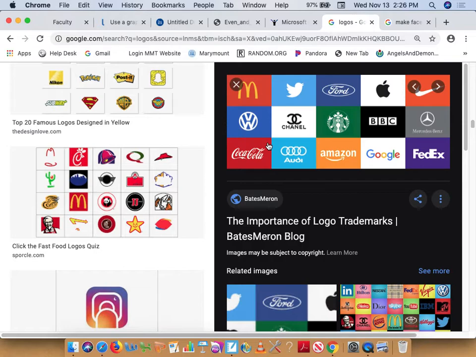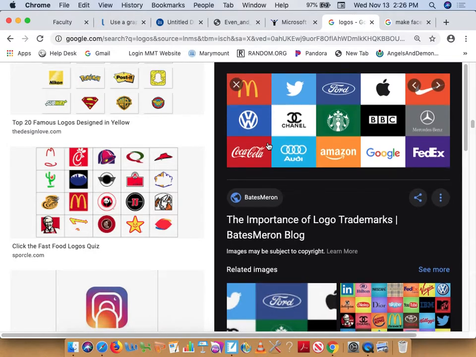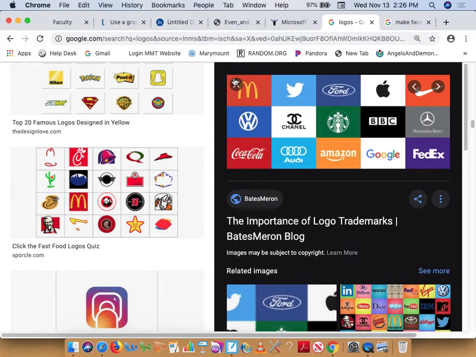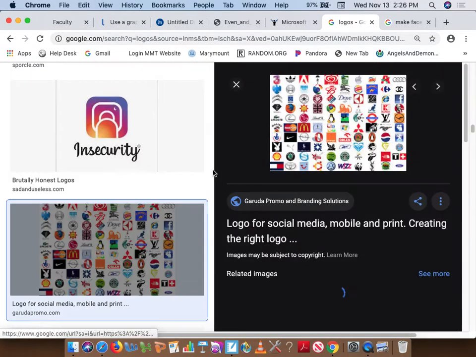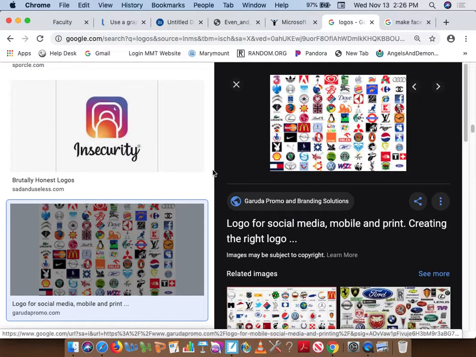But I pulled up a bunch of logos to try to see one that might be odd. It's pretty easy to find ones that are even, like McDonald's. Let's see. Oh no. Here's a big bunch of them. All right, so Insecurity. Don't even know what that was.